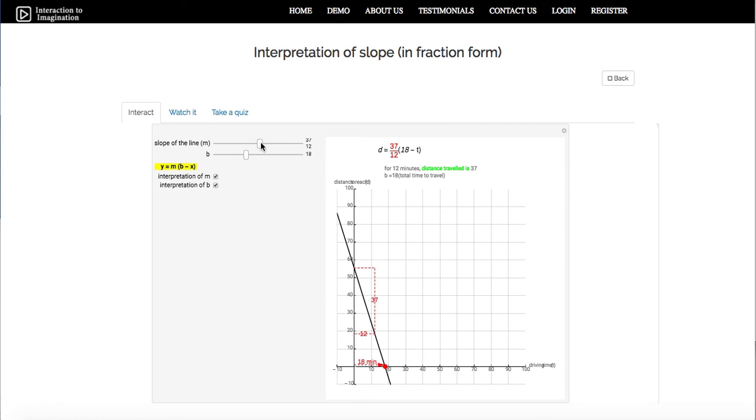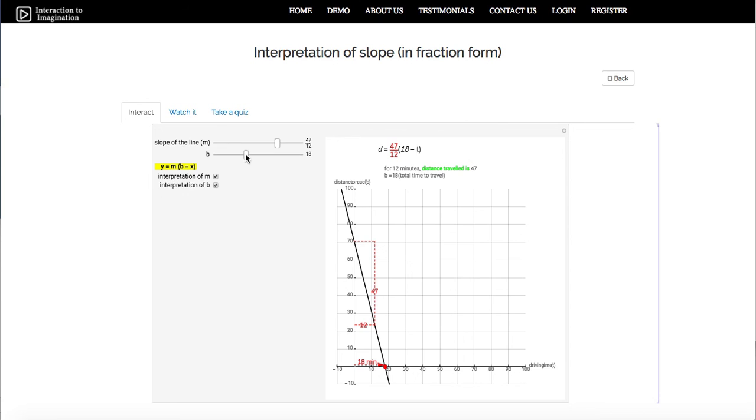Now you can use these cursors to play around with the slope. So if we increase the slope here, it changes to 47 over 12. So this basically means that for every 12 minutes, the distance traveled is going to be 47 units.